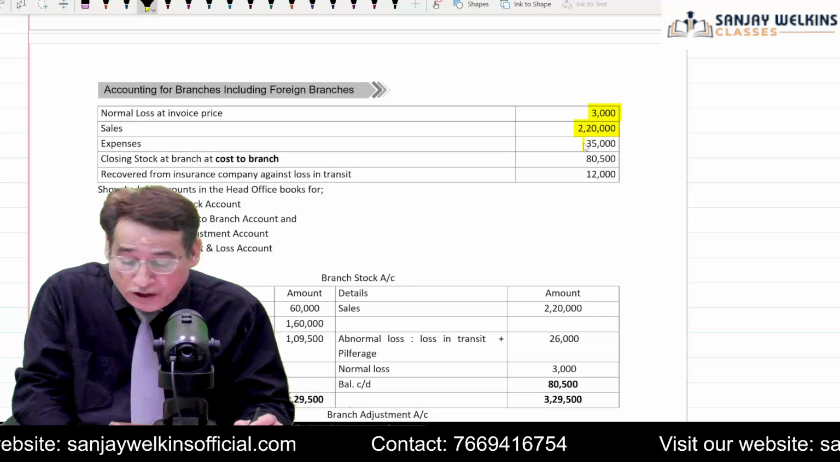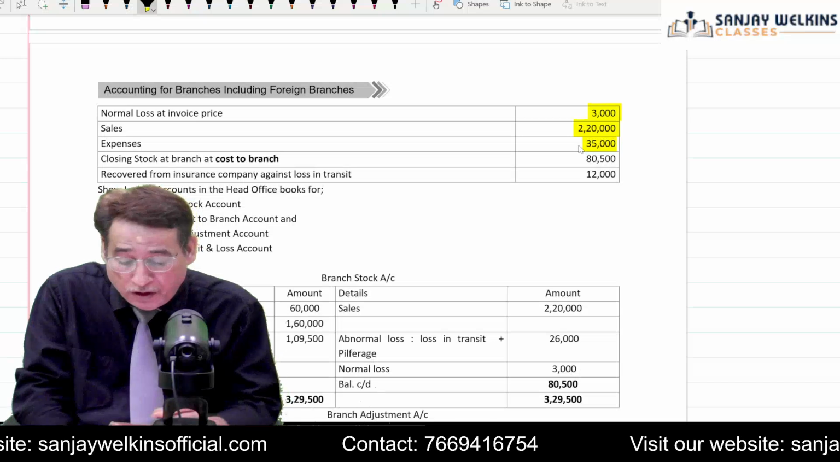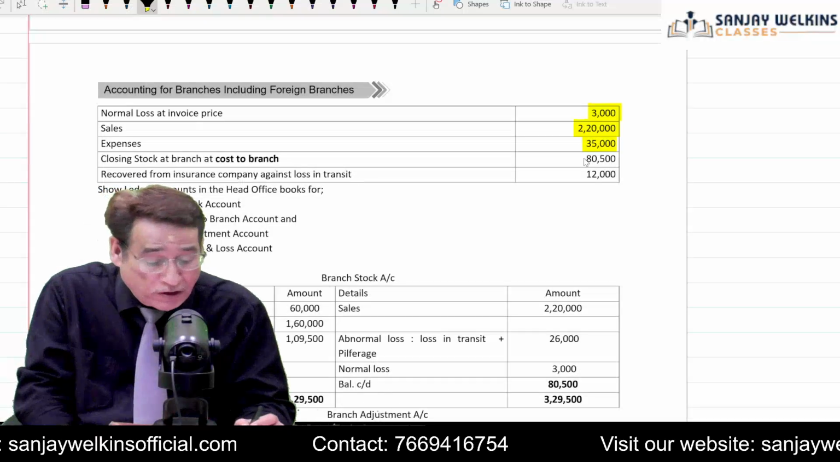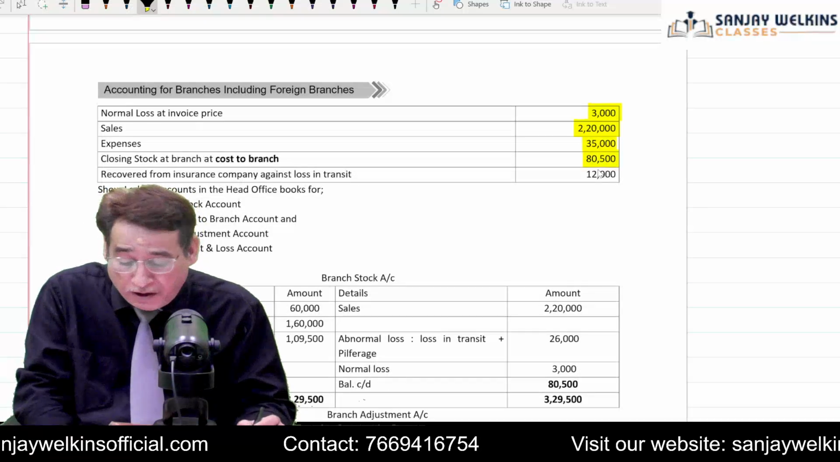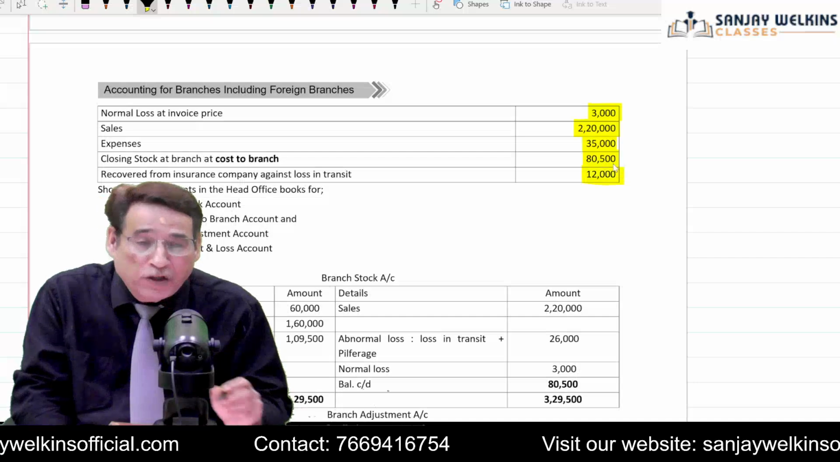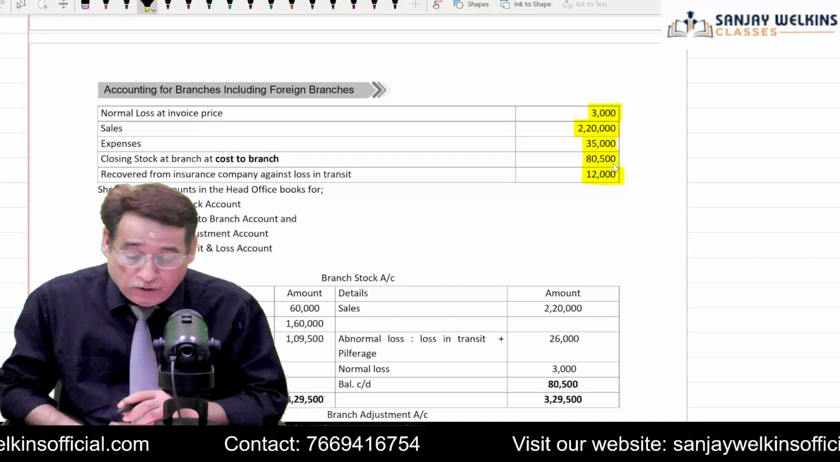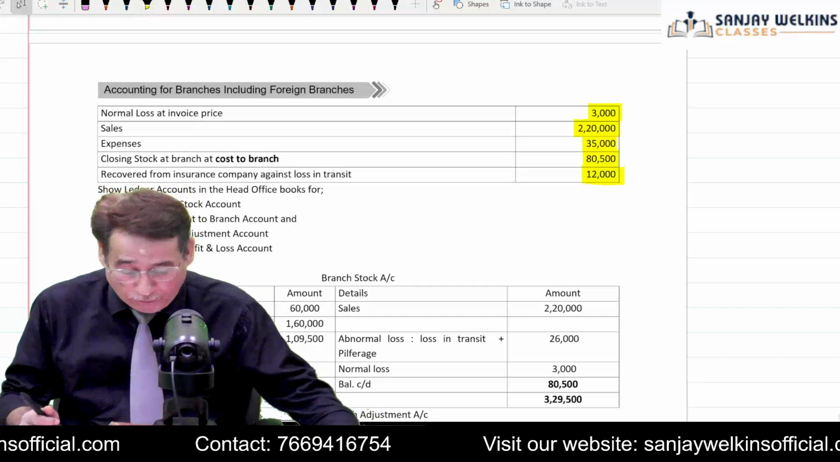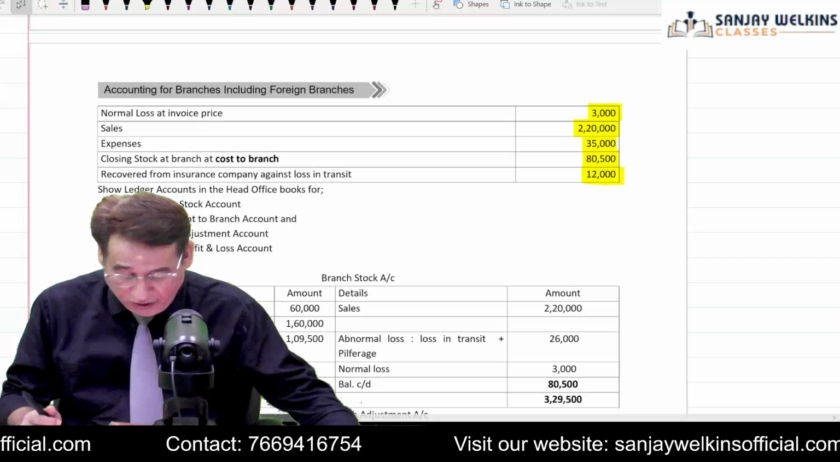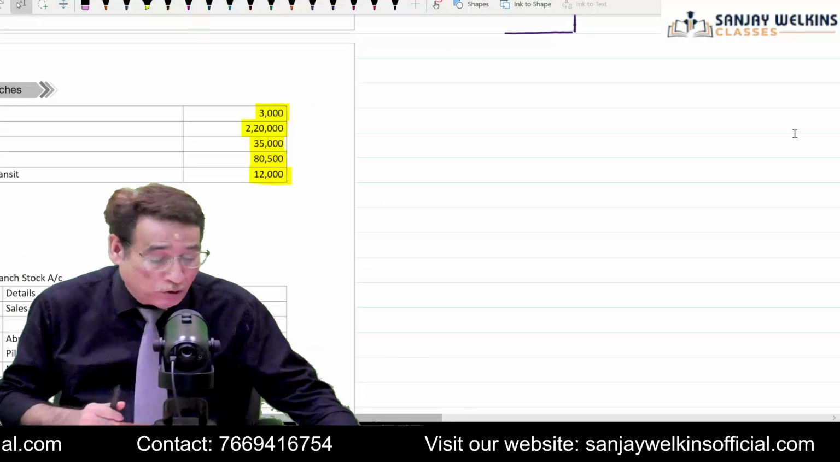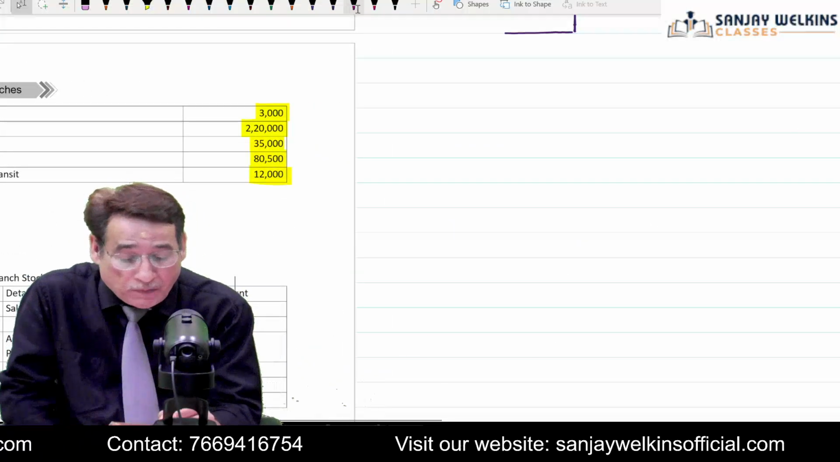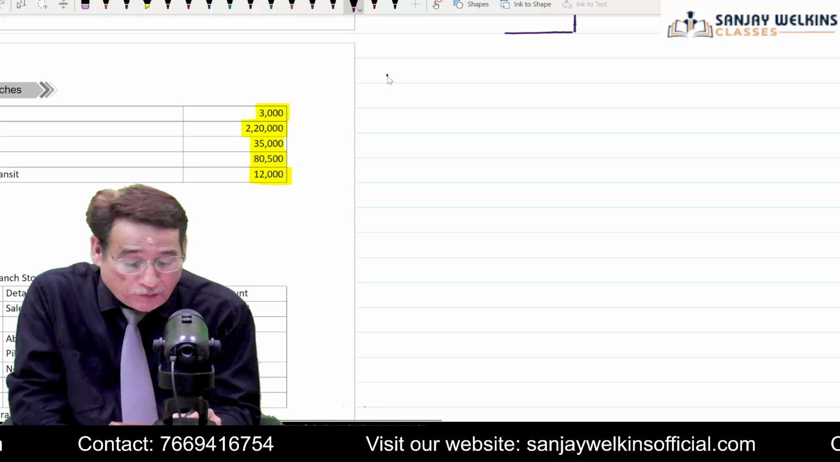Then we have got expenses, and then closing stock at cost to branch is given. Once again, it is at invoice price, correct? Recovered from insurance company, 12,000. And you should be in a position to do this question on your own, to be very honest with you, but okay, in the meantime, you try to do it on your own. Although I am solving it over here, 2.4 is the question.